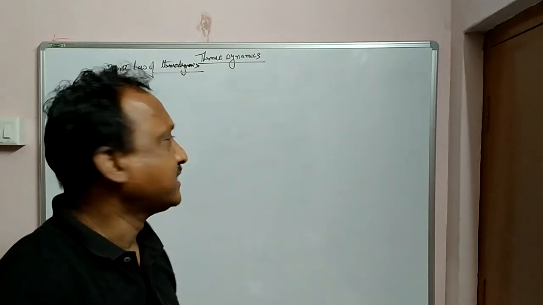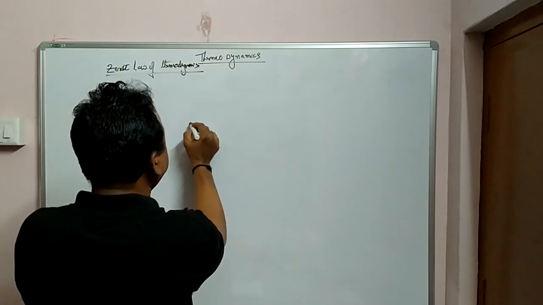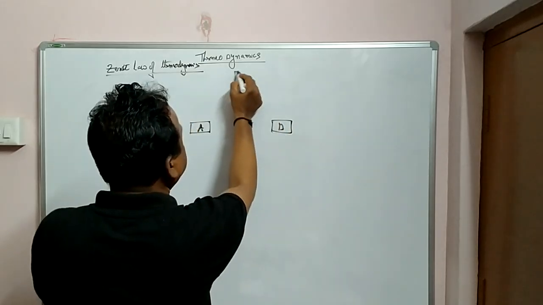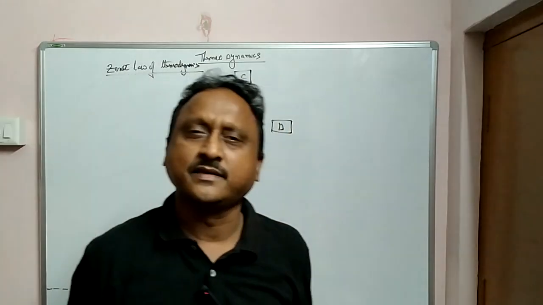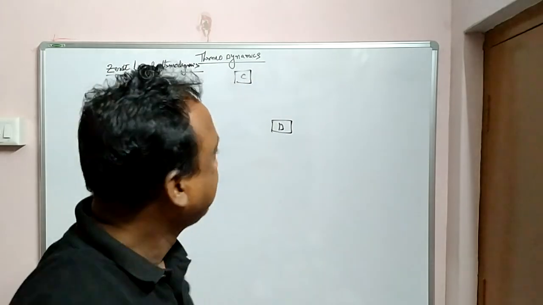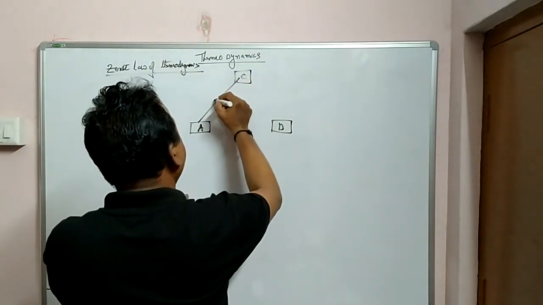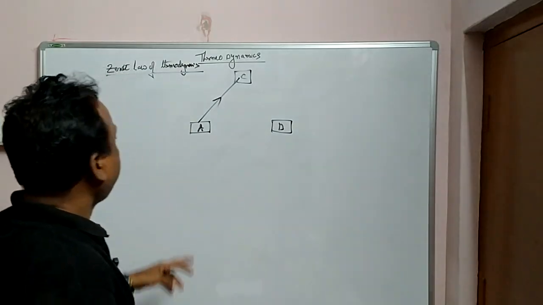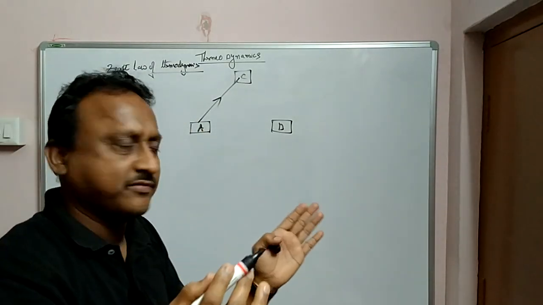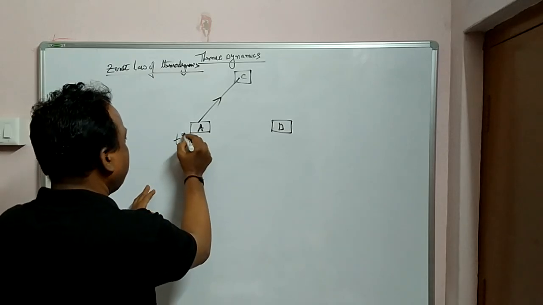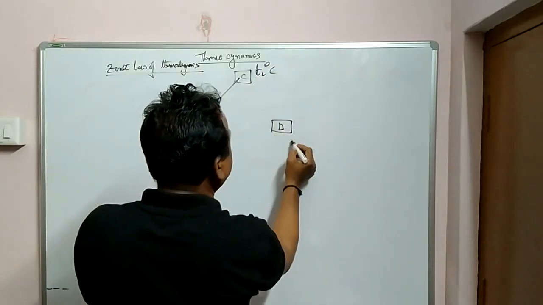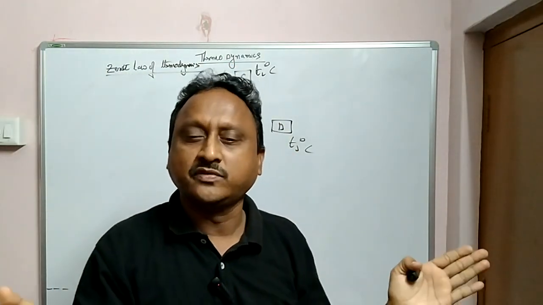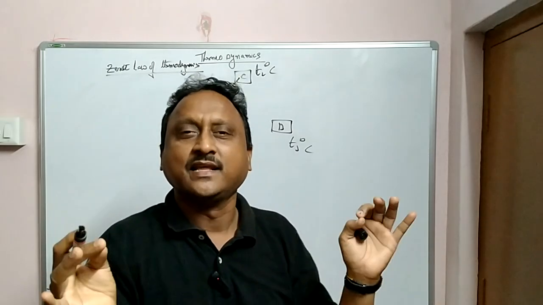The zeroth law in thermodynamics is nothing but, for example, you take three bodies, namely A, B and C. First I will take A and C and join them together. They may have different temperatures, T1, T2, T3 degrees centigrade. When A and C are joined, after some time both will have the same temperature. That means they will attain thermal equilibrium.